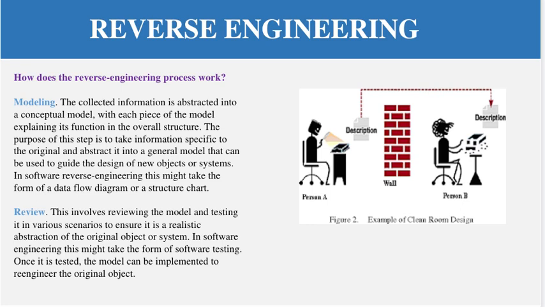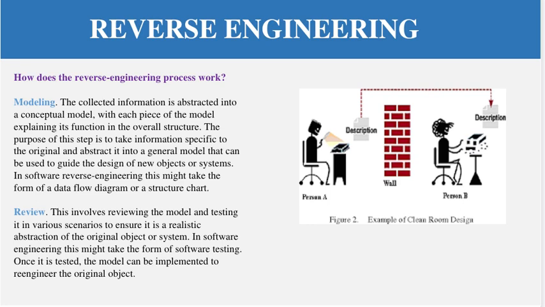Next is the review. This involves that once you have the information and the data flow diagram, you will ensure that it is a realistic abstraction of the original object or system, and then you will do the testing. Once the testing is done, the model can be implemented to re-engineer the original object.